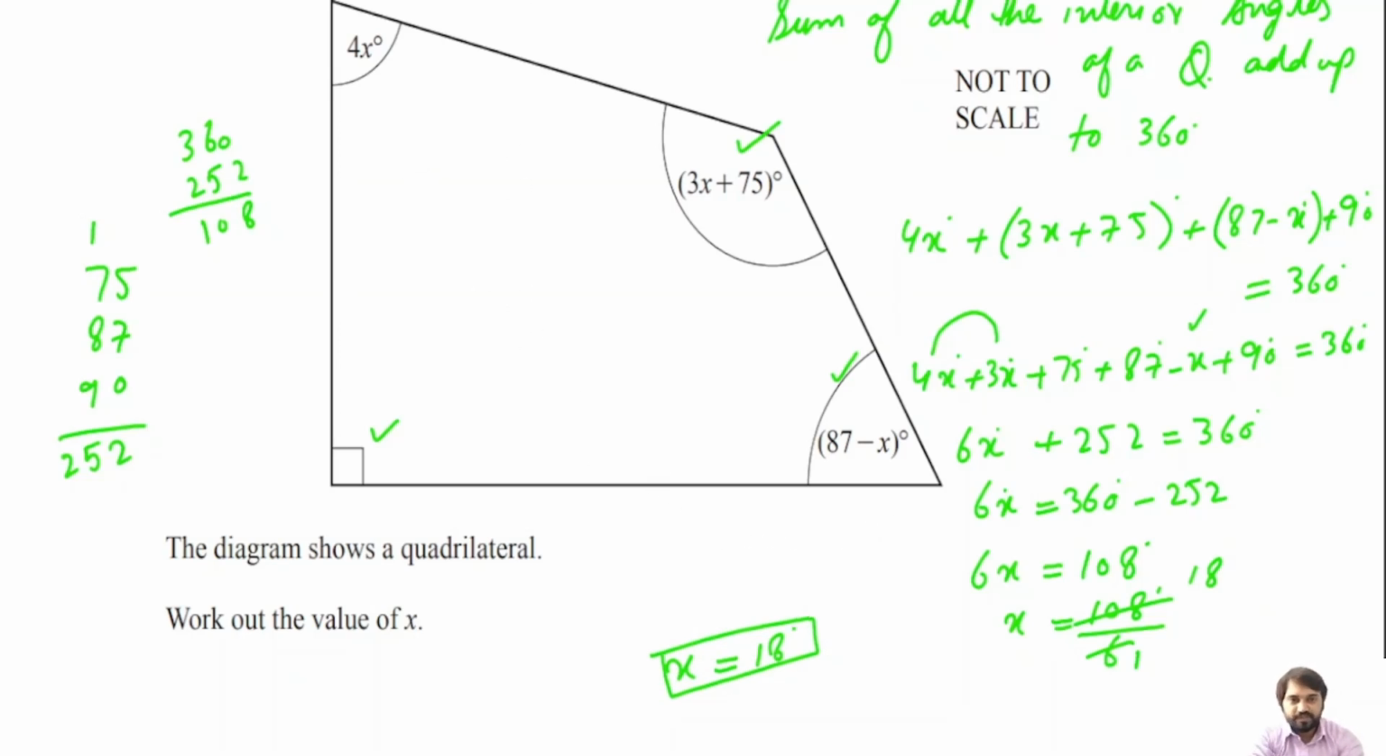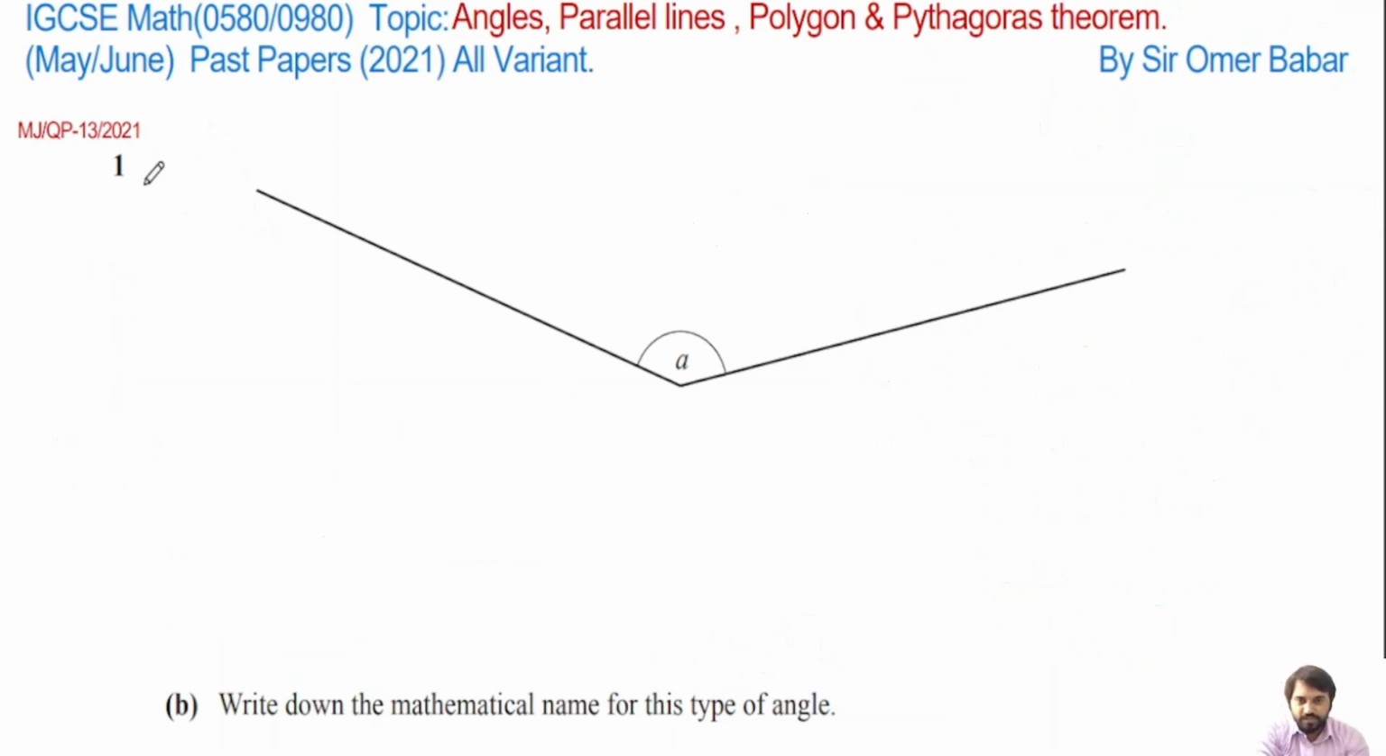Now moving towards our next question. Question number 1 that appeared in paper 1, the variant was 3 and the same year. Question 1 is a diagram. So this is an angle. We have to write down the mathematical name of this type of angle.